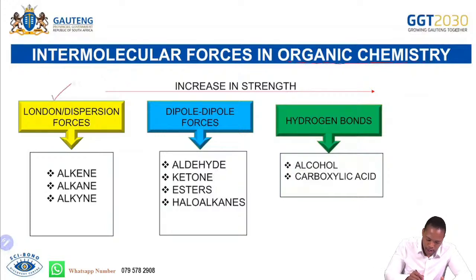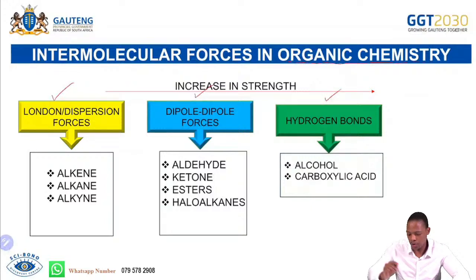Those would be the London forces, sometimes called dispersion forces. Those would be the dipole forces, and those would be the hydrogen bonds. Now, a question would be: sir, if you are saying you don't want me to stress about knowing what these forces are, how then can I identify that this compound has these types of intermolecular forces?